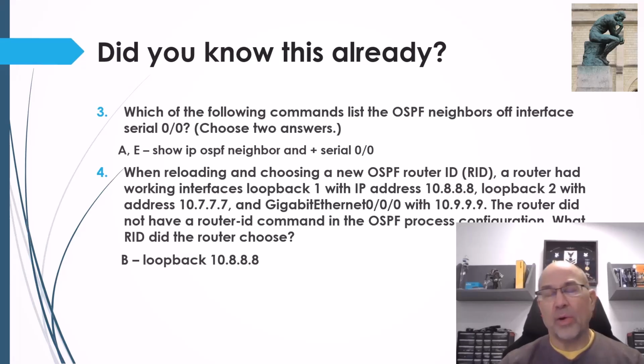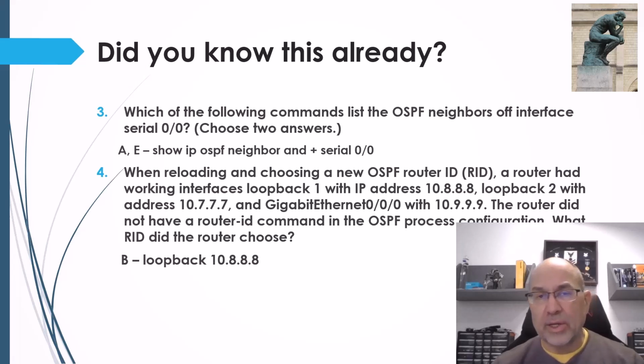Now, when you reload, and this was the router ID question, so you had to know for this question how you choose a router ID. So the question says that there's a couple of interfaces that are active, and some of them are loopbacks.